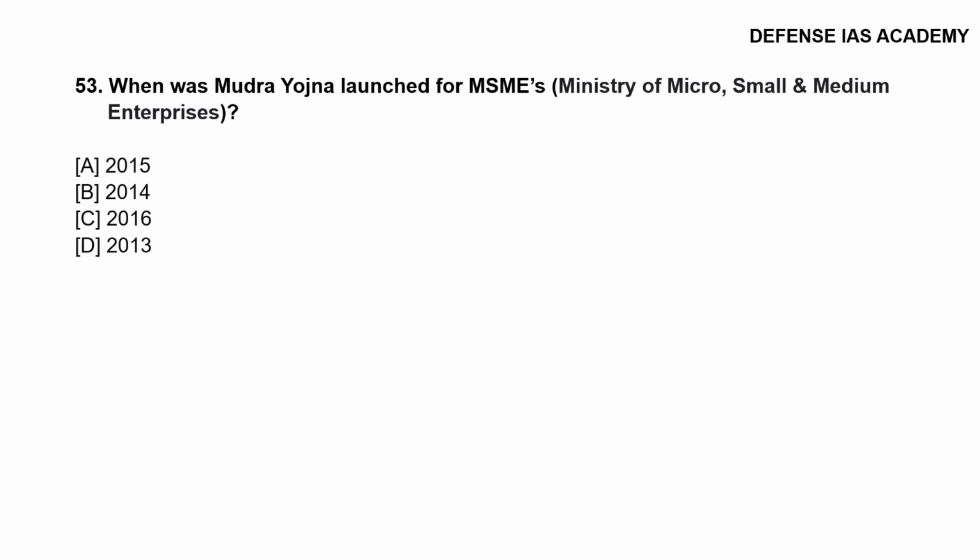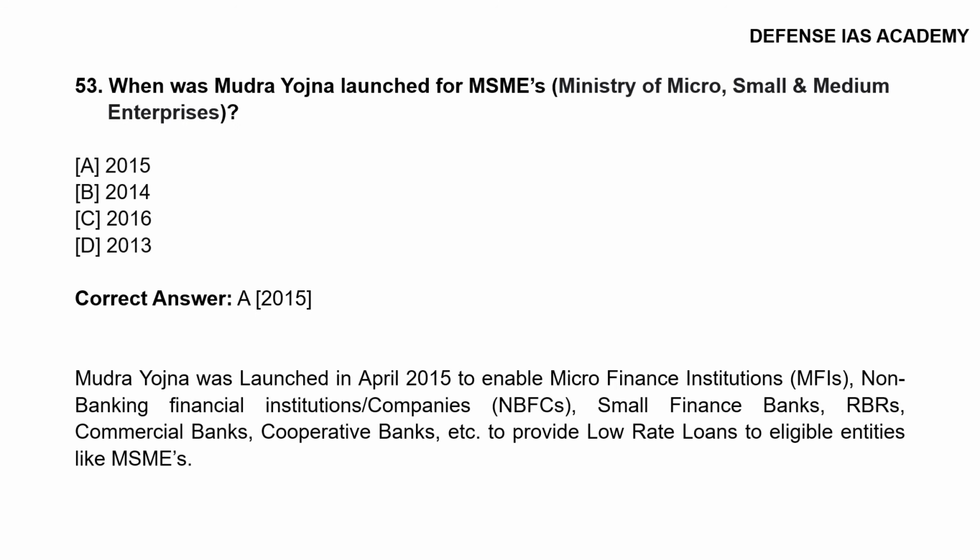Question 53. When was Mudra Yojana launched for MSMEs? MSME is Ministry of Micro, Small and Medium Enterprises. Now the correct answer is option A, 2015. Mudra Yojana was launched in April 2015 to enable microfinance institutions, MFIs, non-banking financial institutions or companies, small finance banks, RRBs, commercial banks, cooperative banks, etc. to provide low-rate loans to eligible entities like MSMEs.